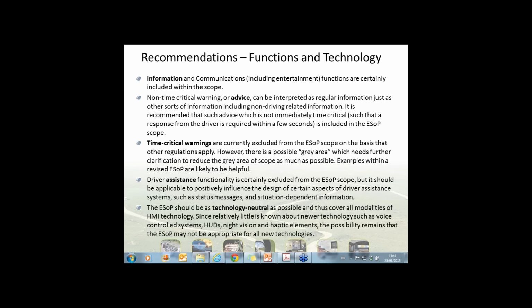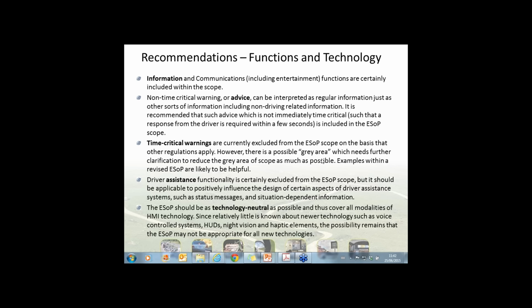Yes, recommendations on functions and technologies. Information and communication functions are certainly within the scope of the ESOP. I think this is very clear. Warnings or advice can also be interpreted as some specific type of information. What's critical is whether these warnings are time critical or not. If they are not time critical, you have the problem of distraction. You should not be distracted by a warning which is not critical, and where you have time left to decide. The issue becomes completely different for a time-critical warning, which should attract attention, and this is the other issue. So you cannot design a time-critical warning to not be distracting. This is not the purpose.